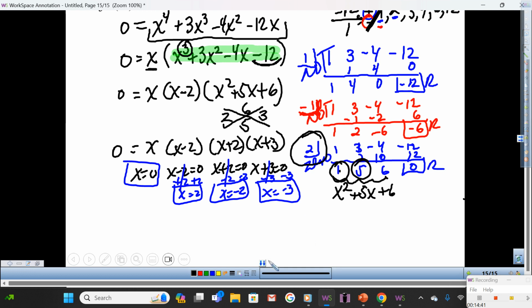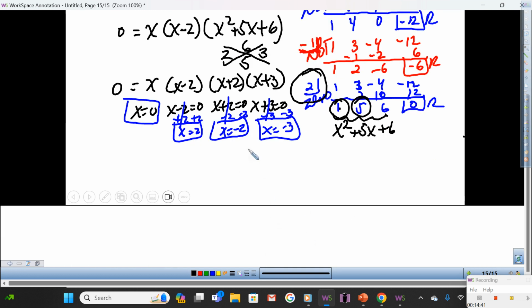All right. So let me scoot up a little bit. Here it goes. So my x-intercepts, x equals 0 right there. This one's done. Next one, x equals 2. 1, 2. There it is. Next one, x equals negative 2. 1, 2. There it is. X equals negative 3. There it is.